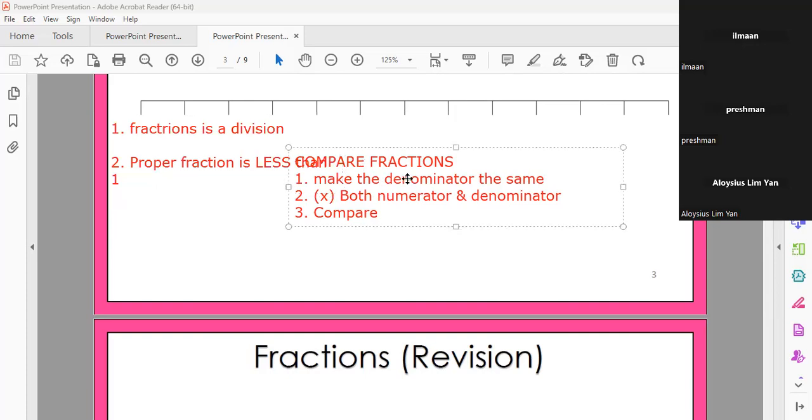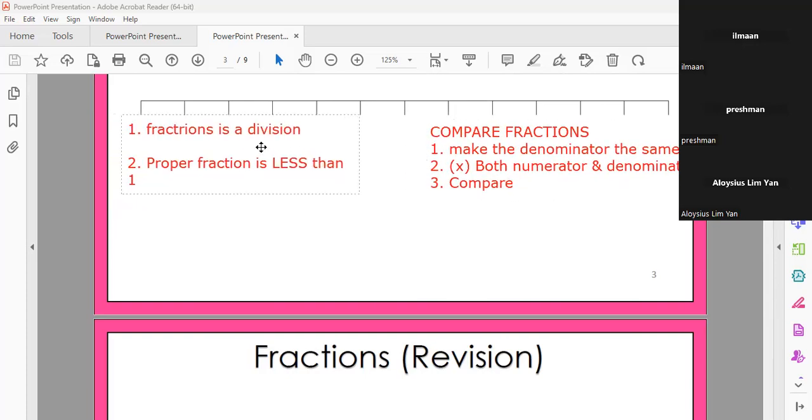Can you see it, guys? I'm writing some notes here. Okay, I'm getting paper.